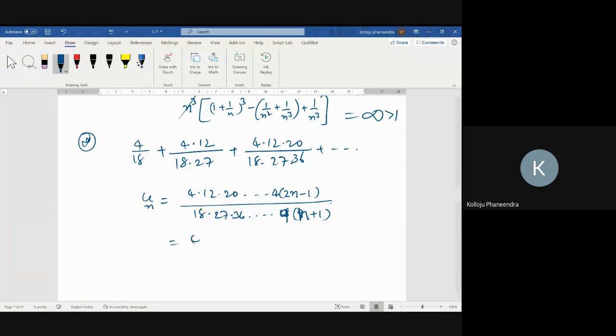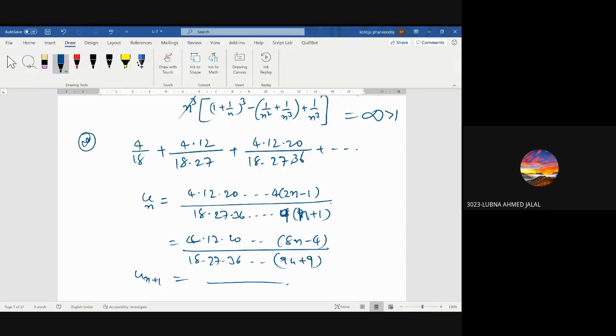So one can write it like this, no? 4 into 12 into 20, this is 8n minus 4, by 18, 27, 36, 9n plus 9. Then you find un plus 1. You can do it, right? But the answer we are getting is test fail.